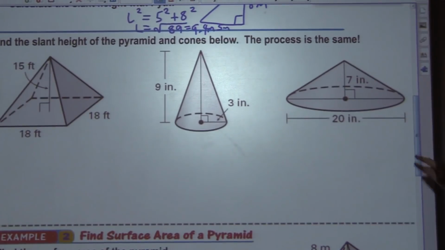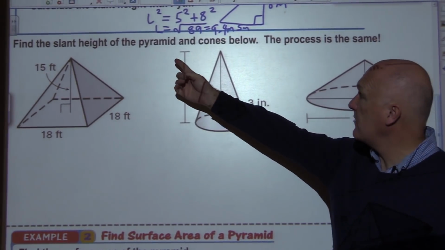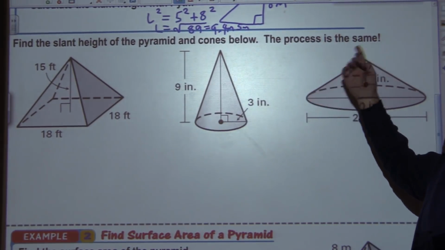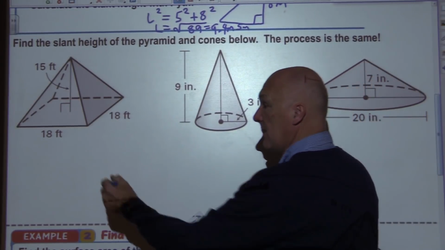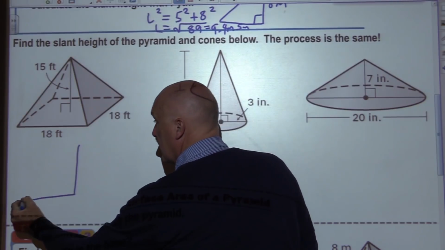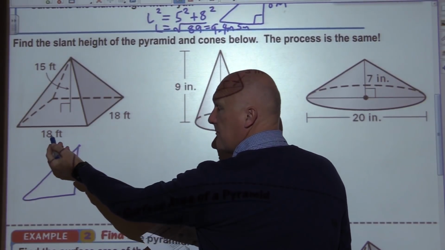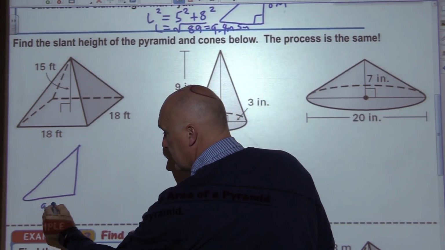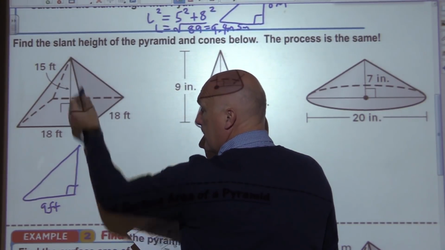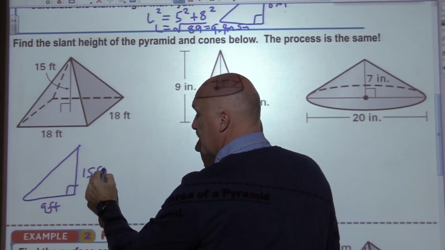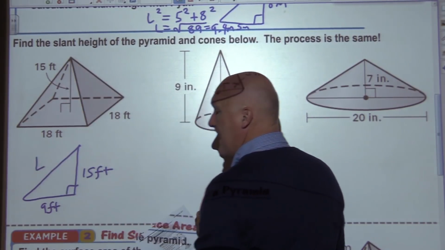Let's move on then. Now it says find the slant height of the pyramid and cones below. The process is exactly the same. So I'm going to go to this one here. I'm going to draw my right triangle just like I did on the other one. Remember, it's half of the side, so this one is 9 feet. There's our right angle. We're given the true height, the 15 feet. We have to find L.